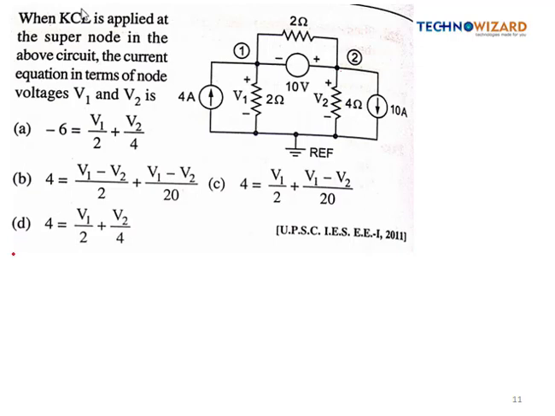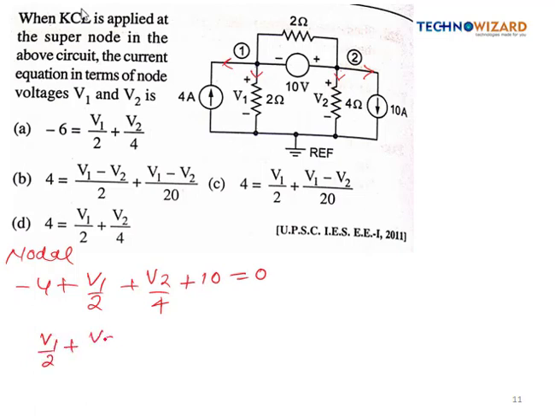So let's write the nodal equation, right? We have to write the nodal equation as it is. So first of all mark the current in the outward direction at both the nodes, right? So I have marked the currents in the outward direction. So this will be simply minus 4 plus V1 by 2. Now leave these two branches, jump to this node, right? So it will be V2 by 4 plus 10 is equal to 0. So it will be simply V1 by 2 plus V2 by 4 minus 6 equal to 0, right? So this is equation 1.